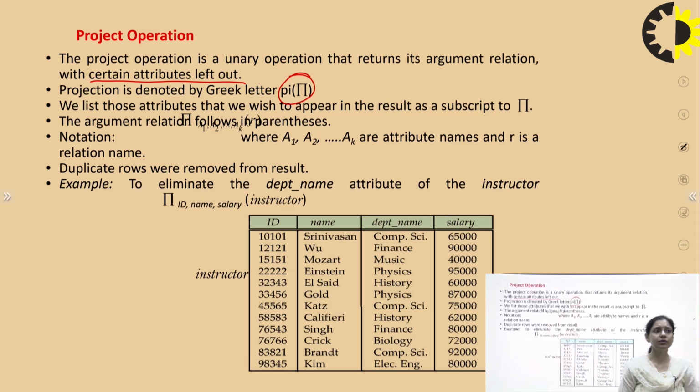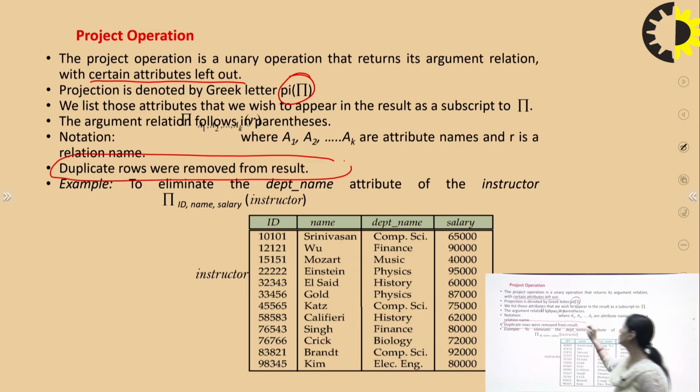Here, all those attributes that we wish to appear in the result are written as a subscript to pi. Like in the select operation we used the subscript for the conditions, here we will write down the attribute names as the subscript to this pi. Let's take an example. One more thing that is required is that the duplicate rows will be removed from the result. If we have 2 duplicate rows, in this case the duplicate rows will be removed.